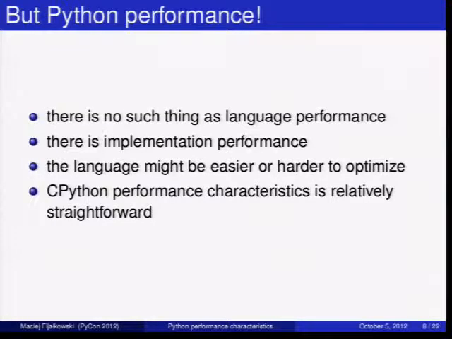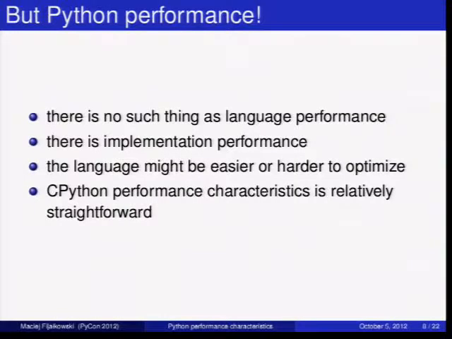So the first thing to remember before we move on is that there is no such thing as language performance. Language might be easier or harder to optimize, depending on how much effort you put into it. But there is no such thing as a language being slow or fast. It's always this particular implementation is slow, this particular implementation is fast. I can come up with a very, very slow C compiler. I'm sure a lot of people can. It's not that hard. So there is no such thing as language performance. It might be indeed much harder to optimize Python than C, but there is no proof that you cannot run a Python program as fast as C or faster, or Fortran or any other language like this.